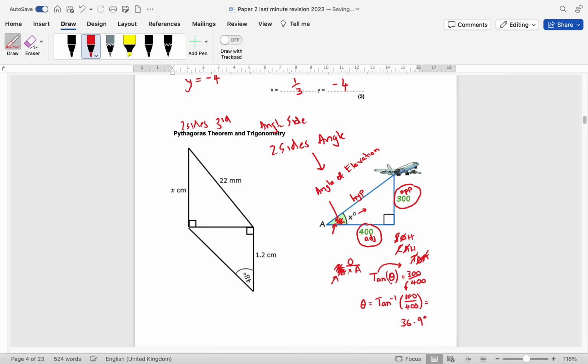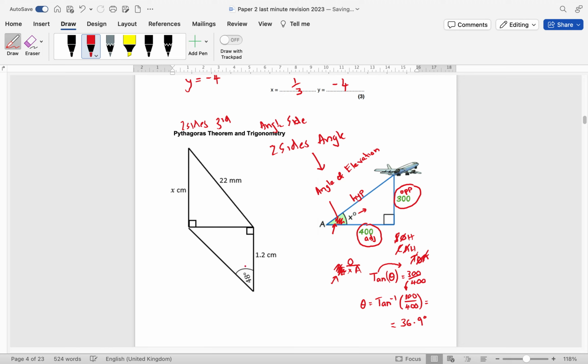Okay, but whenever you're finding an angle, the tan, the cos, the sin will need to go over as tan minus 1, cos minus 1, or sin minus 1. So in this case, tan minus 1, and rather than work that out as a number, which you can do, I've left it as a fraction, again for accuracy, and I get 36.9 degrees.